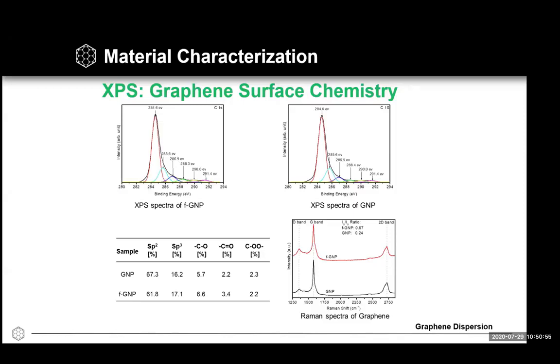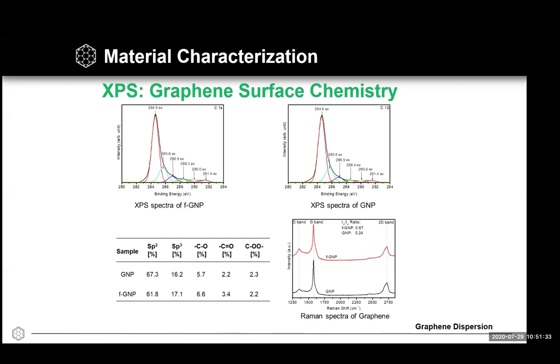If you look at this slide, at the left bottom we have the table where we characterized two different materials. One is a GNP, graphene nanoparticle, and the other one is functionalized graphene nanoparticle, so we put some functional group on that. You can see how the hybridization is changing from sp2 to sp3, and their ratio is changing, and the concentration of oxygen containing moiety is also changing. So this technique provides you information on the surface chemistry.